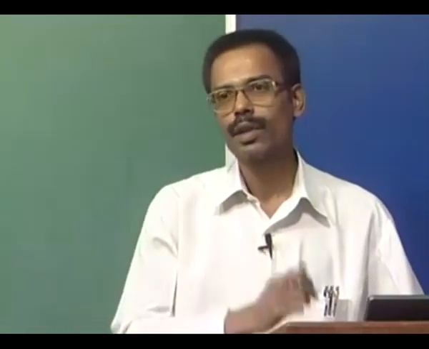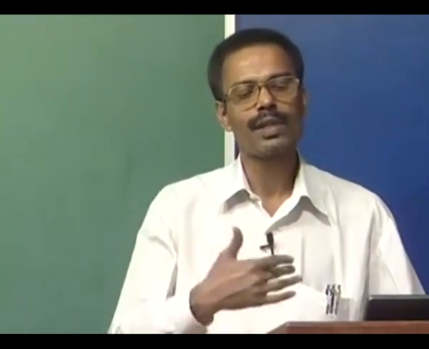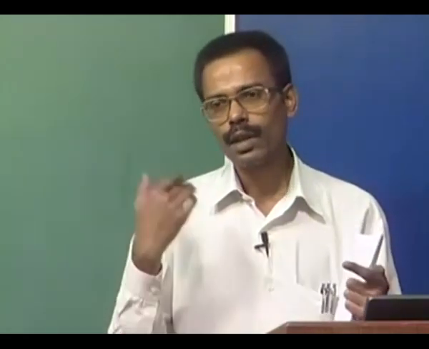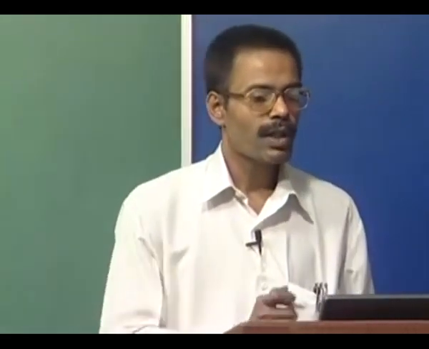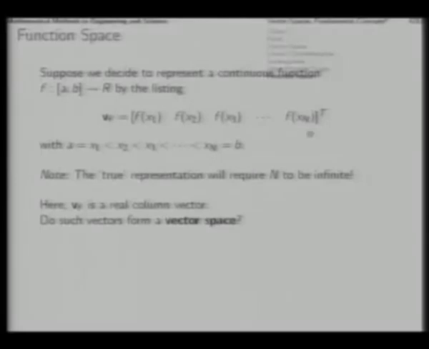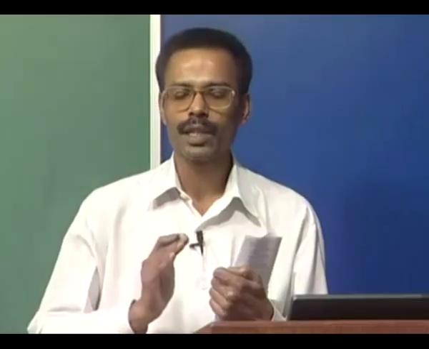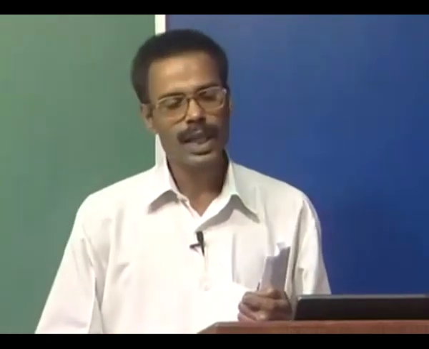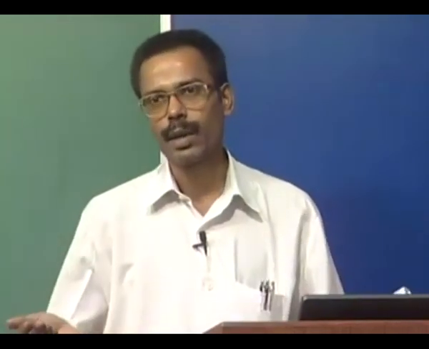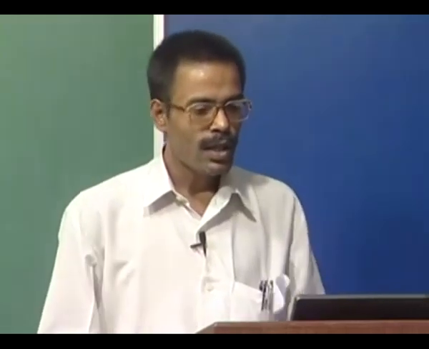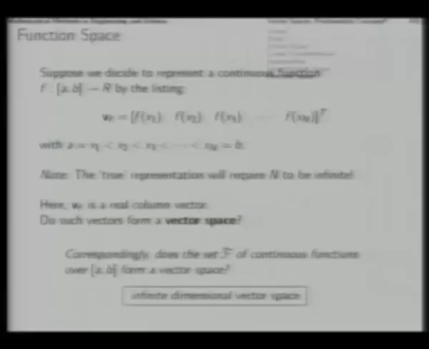The answer is yes, because they are column vectors, and all sorts of continuous functions over that interval we can keep in the discussion. So, they will form a vector space of dimension capital N, and for more and more precise true representation, as we keep on increasing capital N and try to take it to infinity, we will have an infinite dimensional vector space. So, the set capital F of continuous real valued functions over A B forms a vector space which is infinite dimensional.